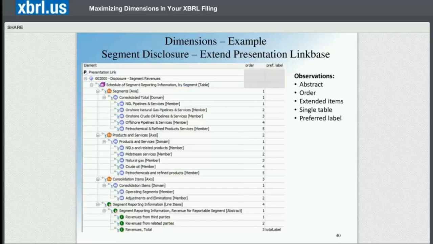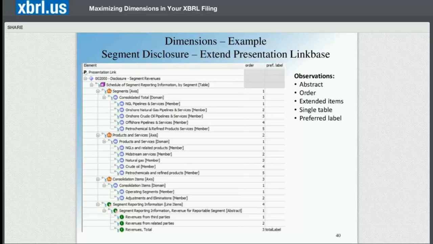So I found my elements, right? First we define the concepts, then we go and collect all the building blocks we need from the US GAAP taxonomy, and then we extend the taxonomy. So this is the presentation link base of that taxonomy.